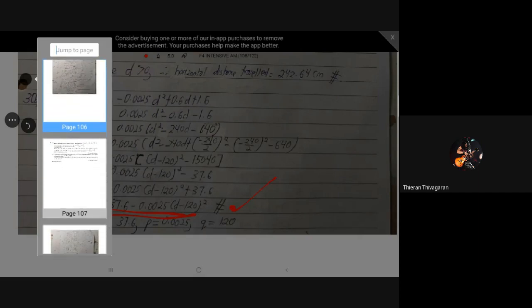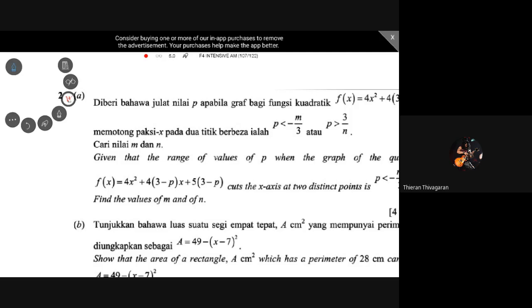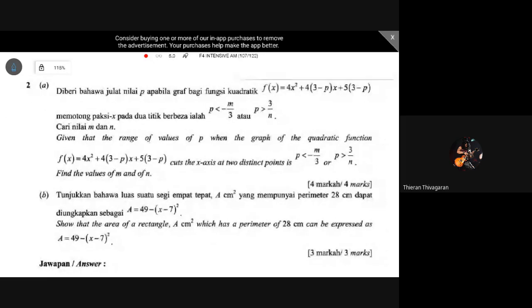Before I go to the next one, this is your next question. Okay, can understand now? Okay, good. So you read this question. Range of values of P. Jumlah nilai P for the quadratic function this one.